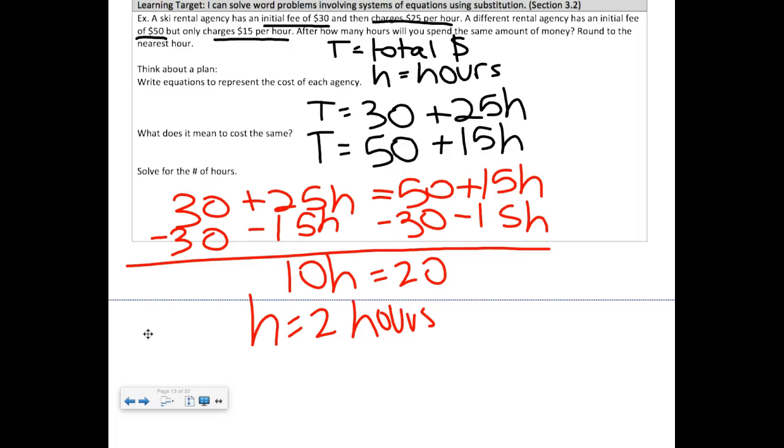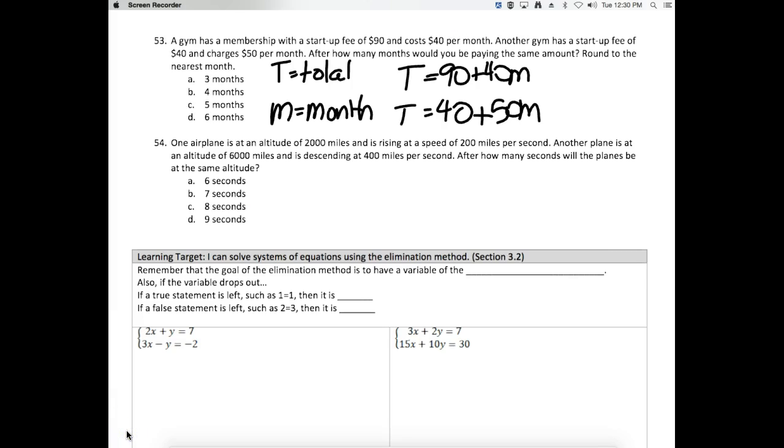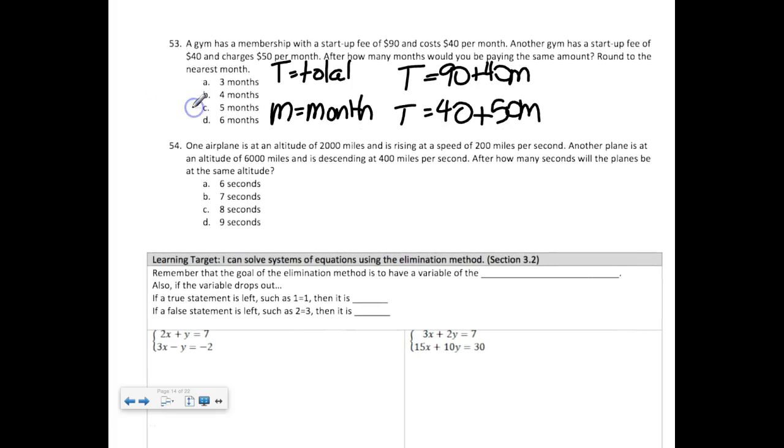Okay. All right, I'm going to have you guys flip. So we should have this for T for total, M for months. We should have those 2 equations. And did everyone get C? Did everyone get C? Okay. I'll give you guys this answer in case you want to look at that later.